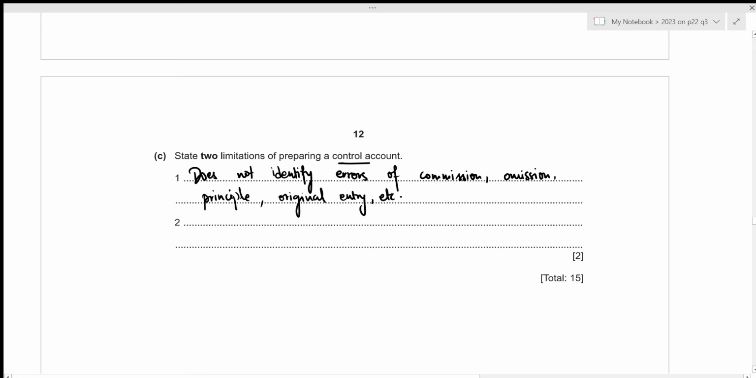Then the second limitation is that we cannot really figure out whether or not the individual account balances for our customers are correct, because we only prepare the overall balances for all customers, not individual customers. So does not indicate that individual account balances are correct. Okay, this is all for question 3.